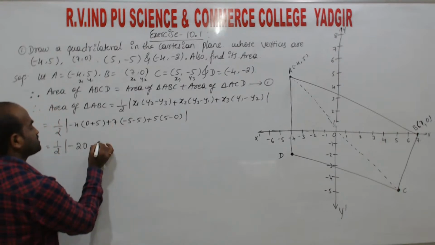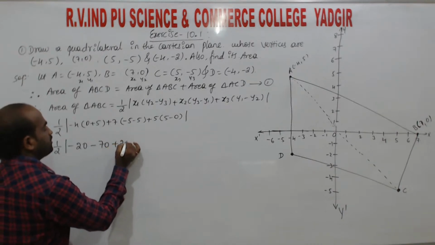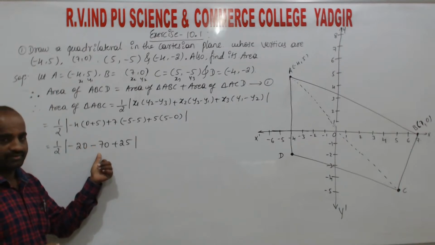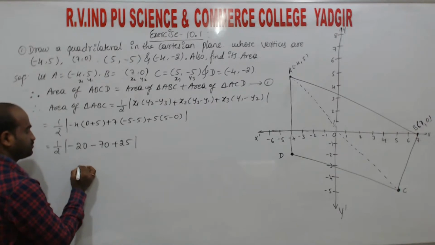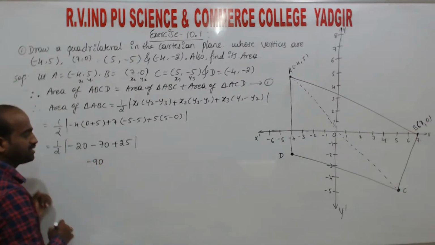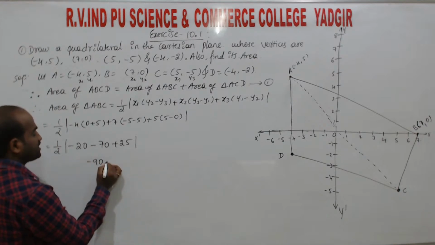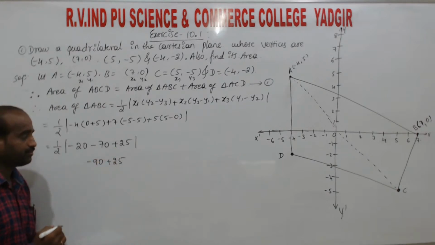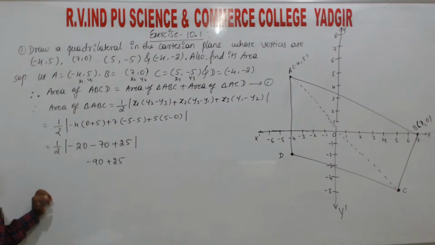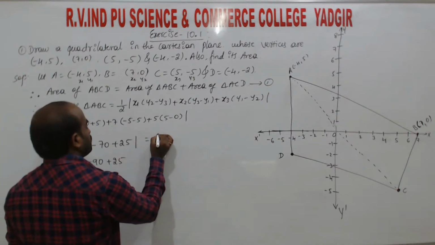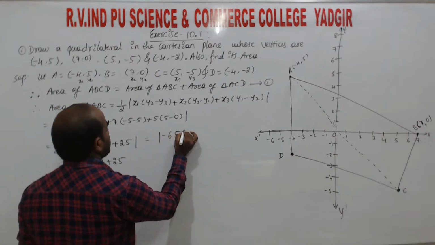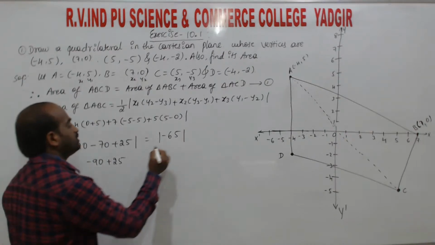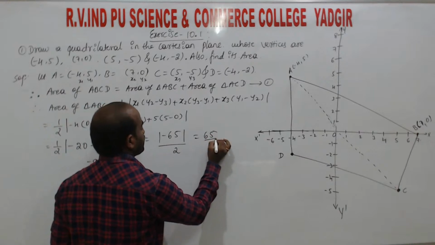10 into 7, minus 70, plus 25. Okay. Now minus 20 minus 70 minus 90. Okay. Minus 90 plus 25, minus 90 plus 70 plus 25. Now we get 65. Okay. Modulus of minus 65, 25 minus 90. Okay. Divided by 2, 65 divided by 2.